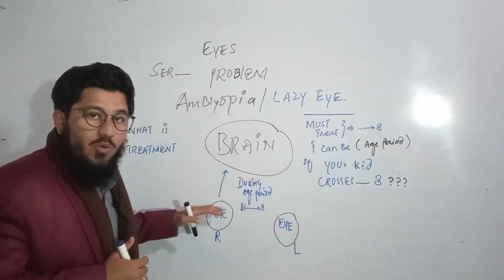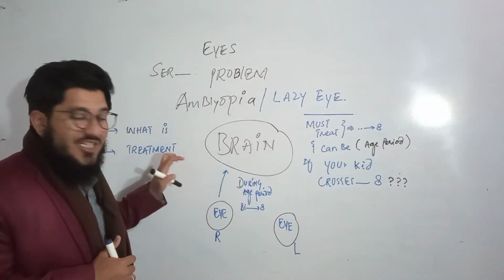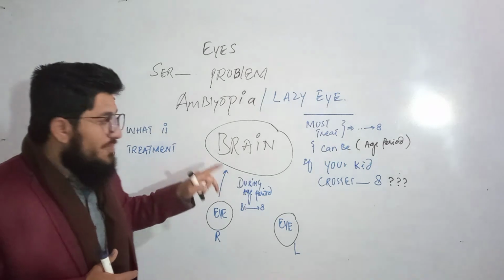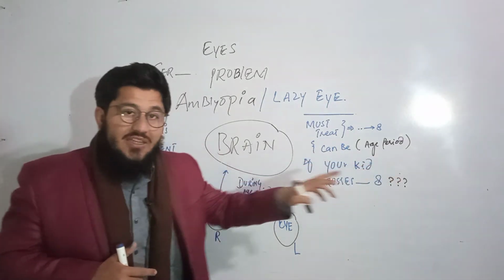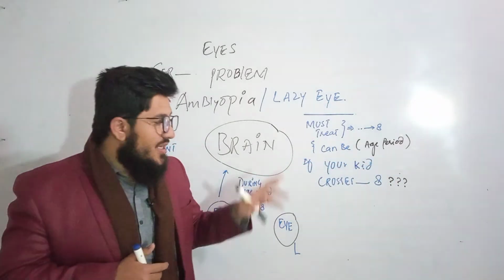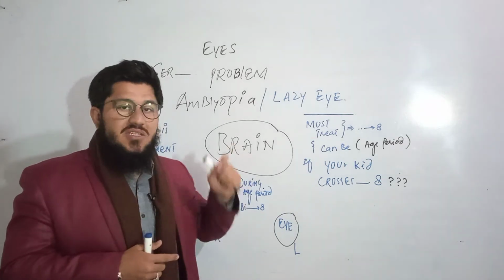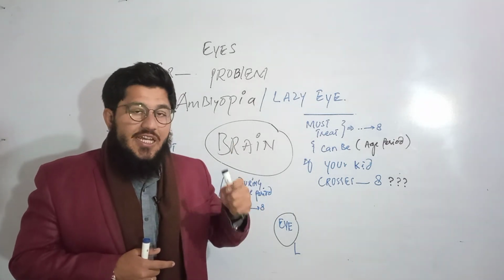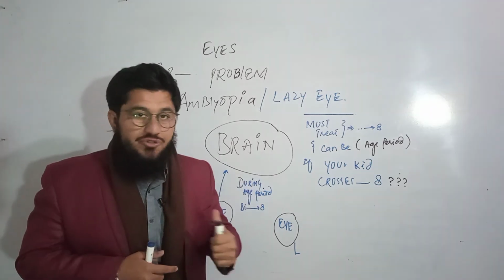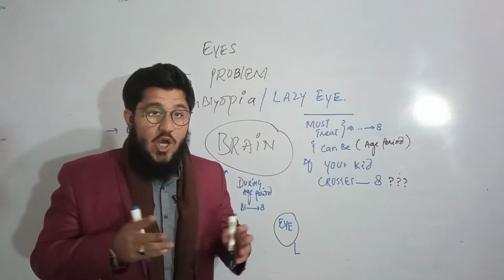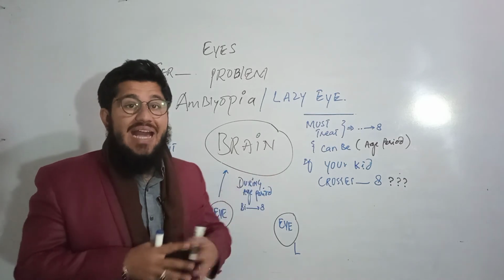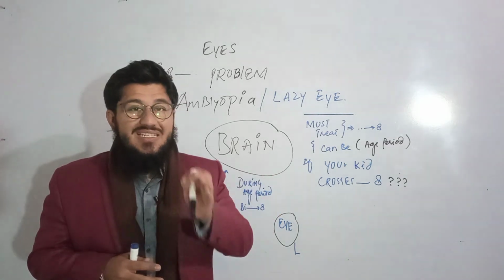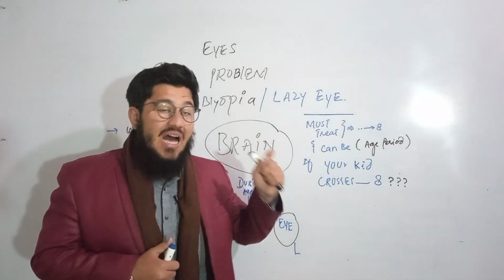So what to do now? Very simple. We must treat this particular kid within this particular age period. This kid must not cross 8 years, and if this kid unfortunately crosses this age, then it becomes difficult to treat this particular problem. So now, before this problem aggravates or worsens, please take your kids to a nearby eye specialist.